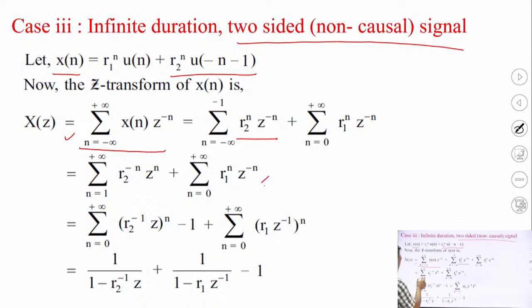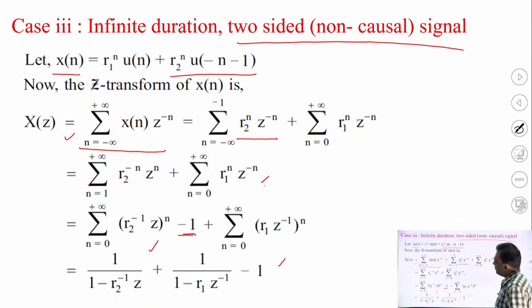Now because this limit is from 1 to infinity, we can write it from 0 to infinity. For that we have to use it minus 1 here. So we will get these terms: 1 upon 1 minus r2 inverse z plus 1 upon 1 minus r1 z inverse minus 1. So this series will converge when this term converges and this term converges. This term corresponds to your anti-causal signal, and this term corresponds to your causal signal.